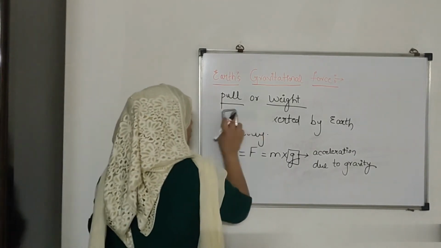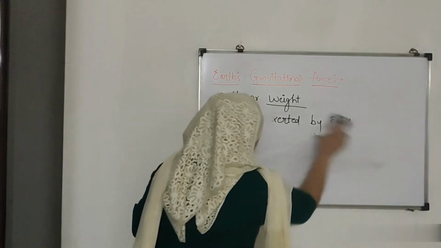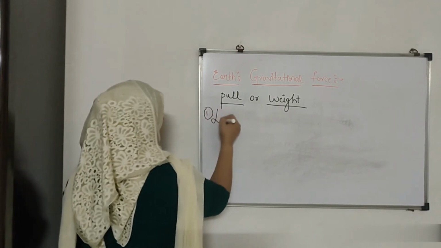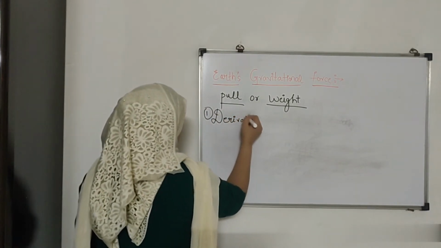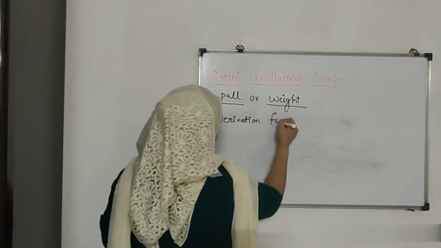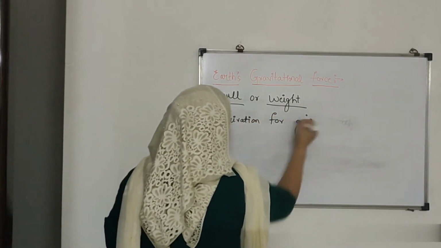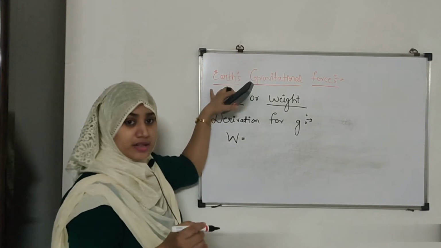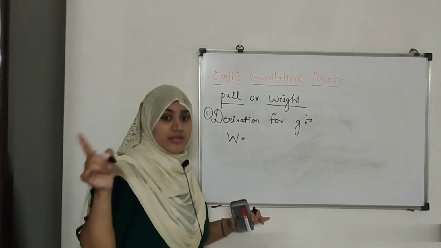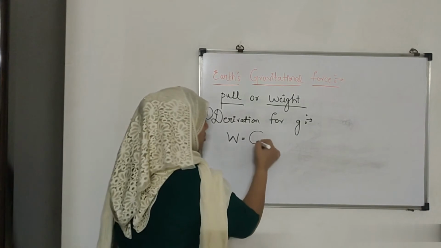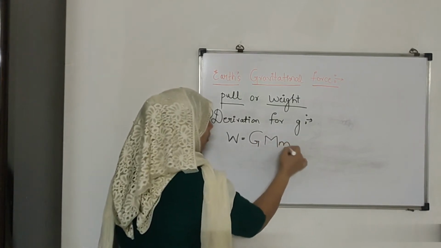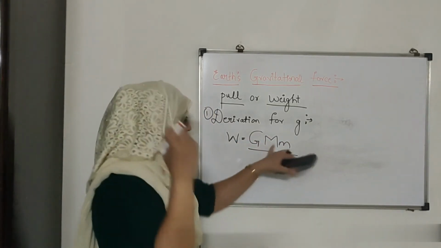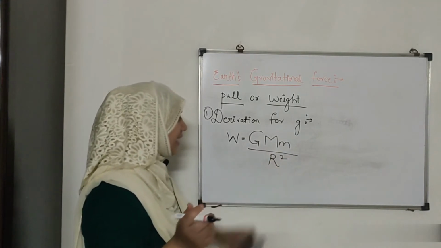Now next, we are going to derive the acceleration due to gravity formula. For small g I can write directly. Weight is equal to the force exerted by the Earth, the gravitational force. In the previous video we have seen the gravitational force is capital G, capital M, small m upon r square. This capital M is the Earth's mass, small m is the mass of the body, and r is the radius of the Earth.